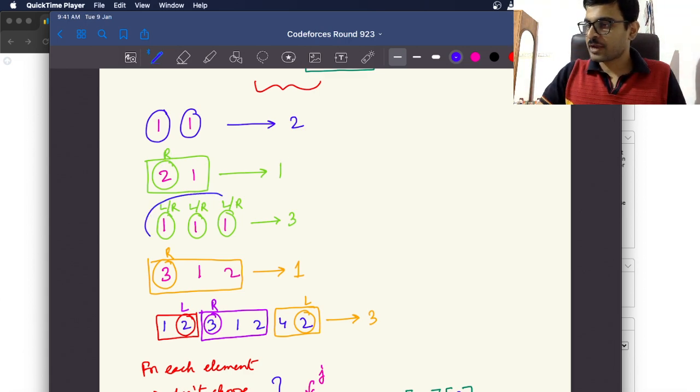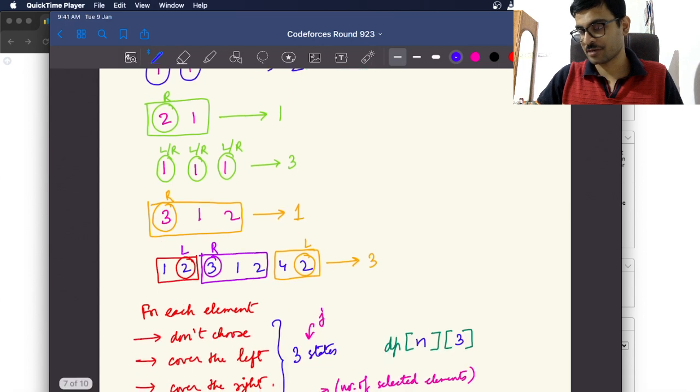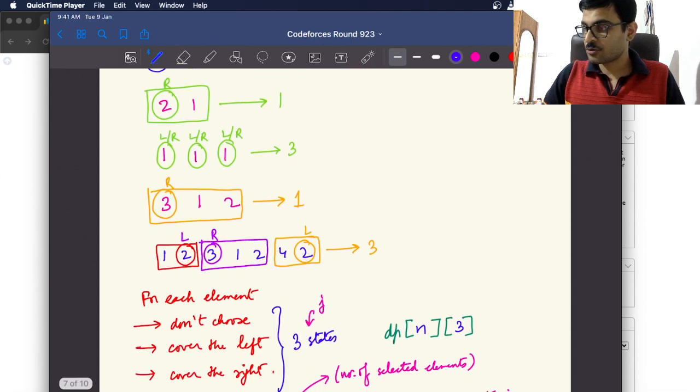Over here I need to paint all the 3 ones, but over here only painting this 3 will work. That's why the answer is 1, because painting only one element is going to work. Next, 1 2 3 1 2 4 2. This is the example also given in the test case.